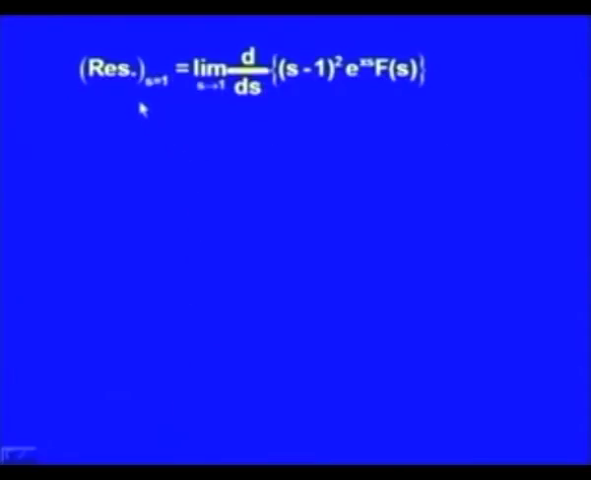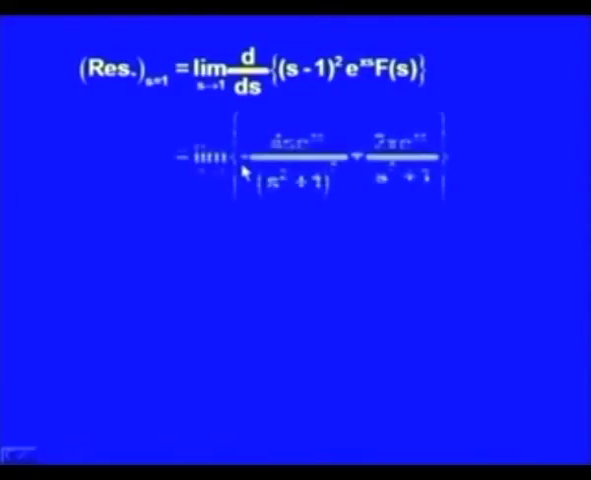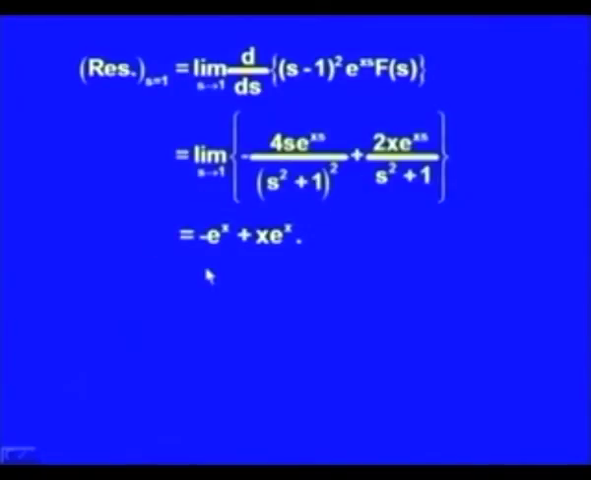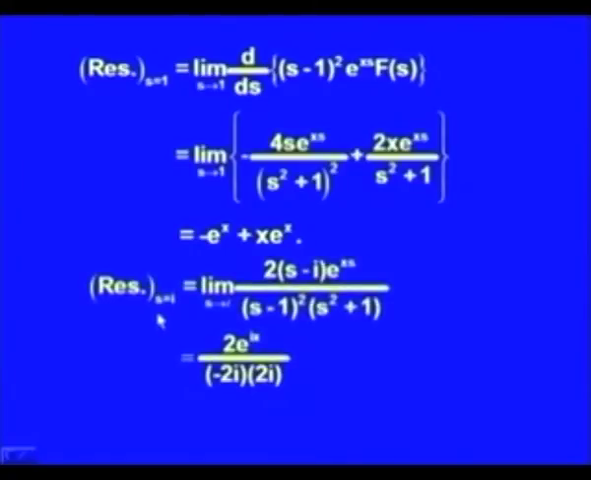So, therefore, the residue at this double pole at s equal to 1 will be given by limit s tends to 1 of d over d s of s minus 1 whole square into e to the power x s f s, which after differentiating, we can see that the differentiation comes out to be this. Now, let us take the limit of this as s tends to 1. So, as s tends to 1, the limit of this is minus e to the power x plus x e to the power x. Now, let us find the residue at the simple pole s equal to i.